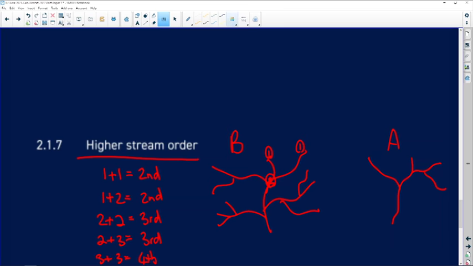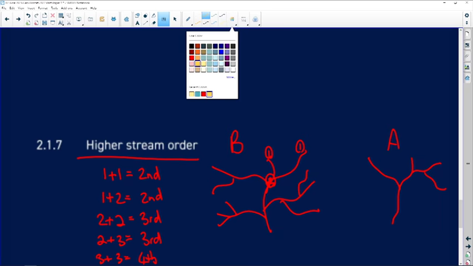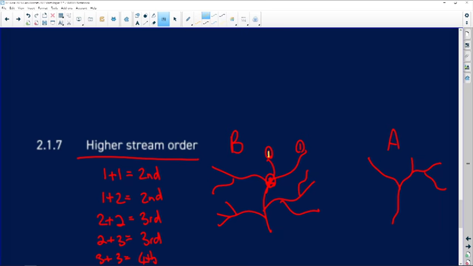Now, if you quickly do these two with me, we can have a look. There's a first stream order and a first stream order that creates a second. There's a first and a first that creates a second. A second and a second creates a third. There's a first stream order and a first stream order, that's a second stream order. A first and a second stays a second.